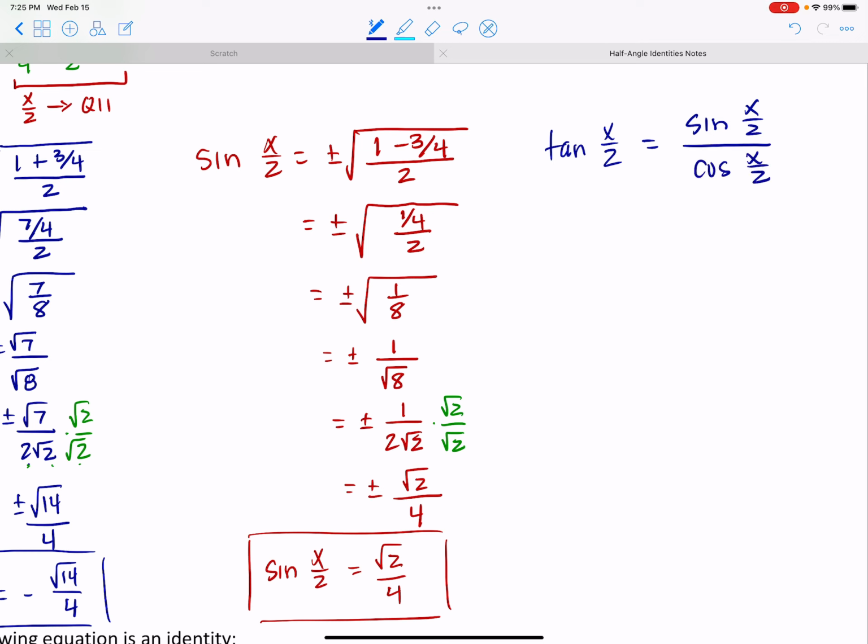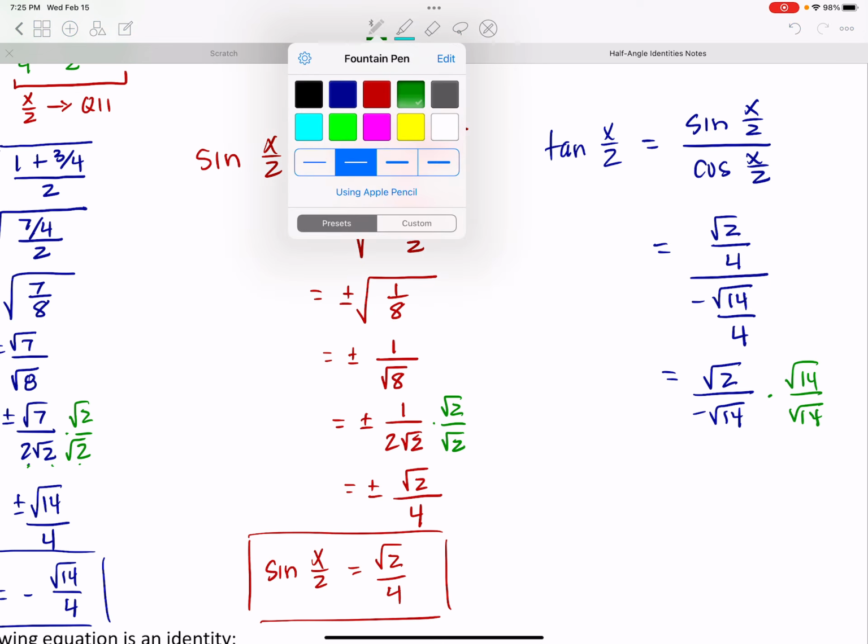And that's really only helpful if I've already found those two things, and since I have, it's super helpful here. So if I wanted to use one of my identities the same way I did in those first two with sine and cosine, I could, but because I've already found sine and cosine, I'm going to use those instead. So the sine we said was radical 2 over 4. That's going to be divided by the cosine, which was the negative radical 14 over 4. And those already have common denominators, which is great. So those denominators are going to cancel and leave us radical 2 over negative radical 14. So we're going to rationalize this by multiplying by radical 14 over radical 14.